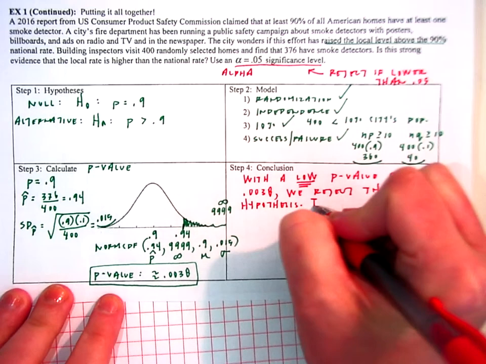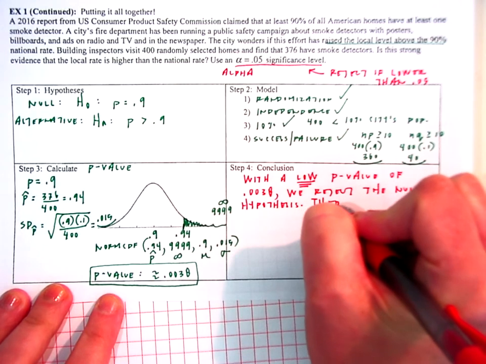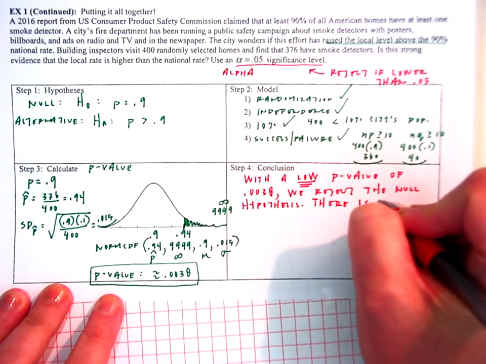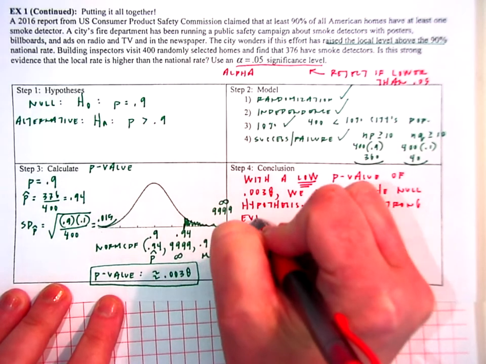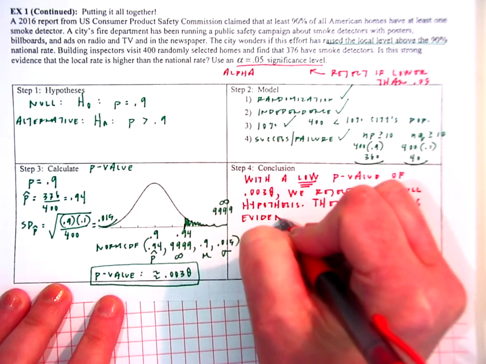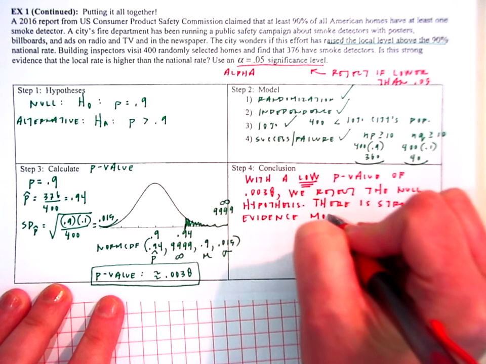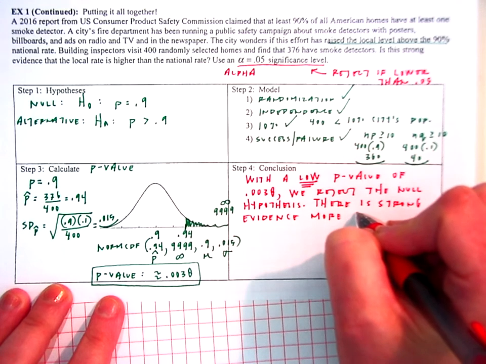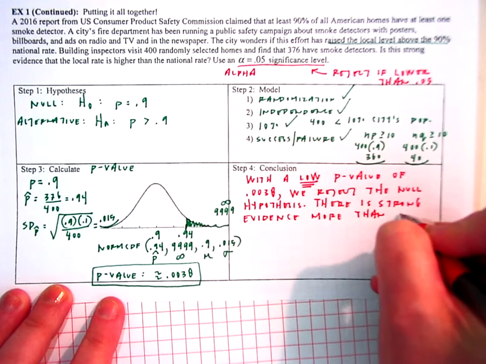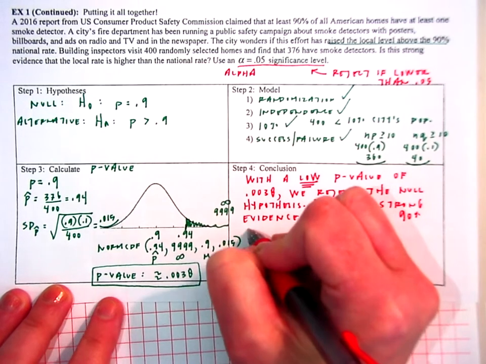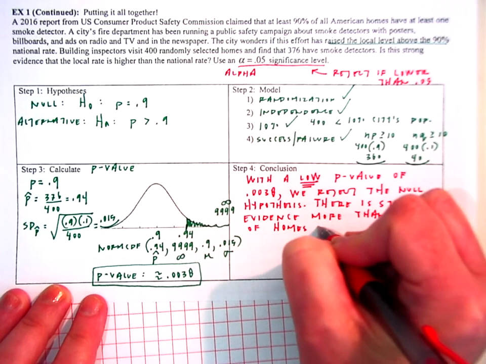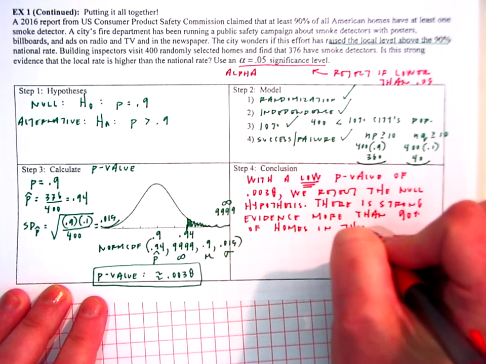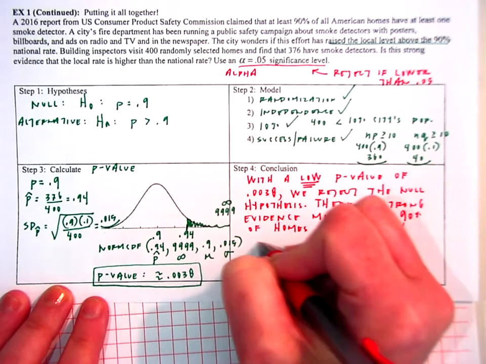So we finish up with, there is strong evidence. We believe there's strong evidence. And we add our context. More than 90% of homes in the city have smoke detectors.